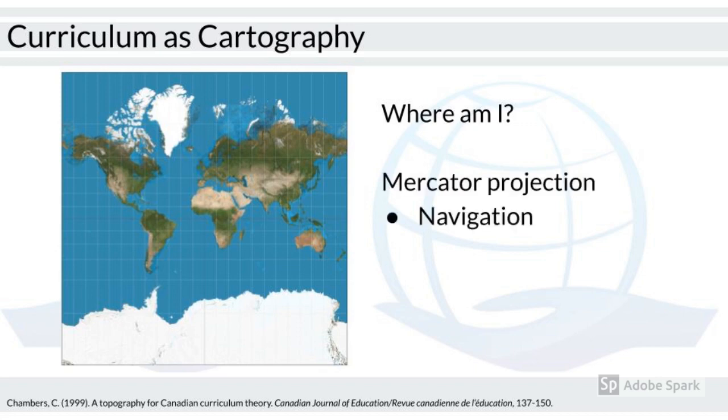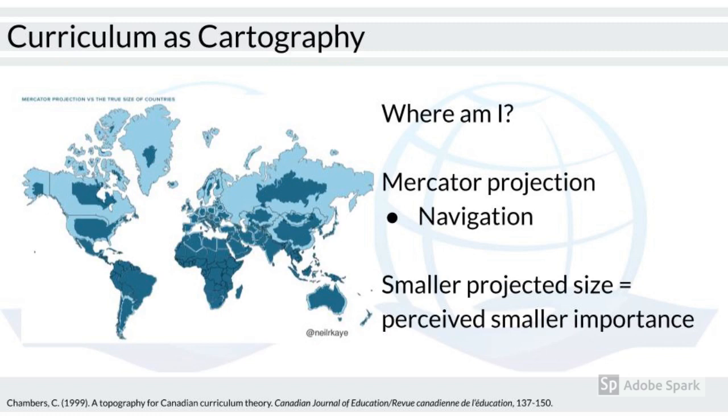The most widely known map of the world is called the Mercator projection and has been in use since the 16th century. The Mercator projection is useful for navigation, but it provides a false sense of relative size between countries. One consequence of the widespread use of a disproportionate map is that the countries closest to the equator appear to be smaller than their actual size. This smaller projected size can be mistakenly linked to perceived smaller importance. How can we answer questions of who am I if we don't really know where am I?